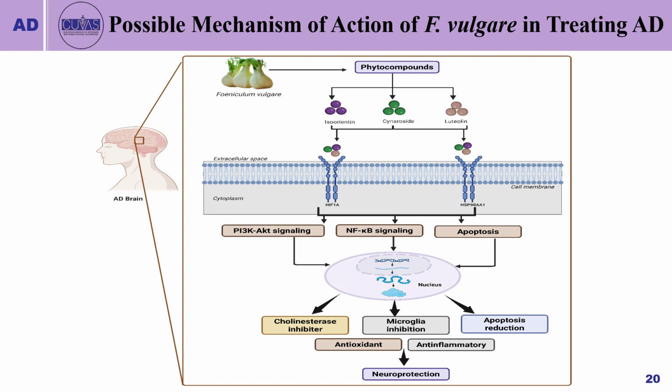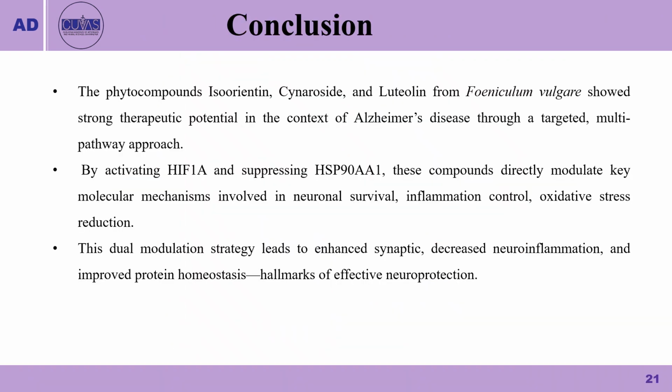After all, the possible pathways: the Foeniculum vulgare phytocompounds can modulate PI3K-AKT signaling or NF-kappaB signaling pathways, and ultimately they will result in cholinesterase inhibition, microglial inhibition, and apoptosis reduction, leading to antioxidant and anti-inflammatory effects, and finally we get neuroprotection. So here is the conclusion.